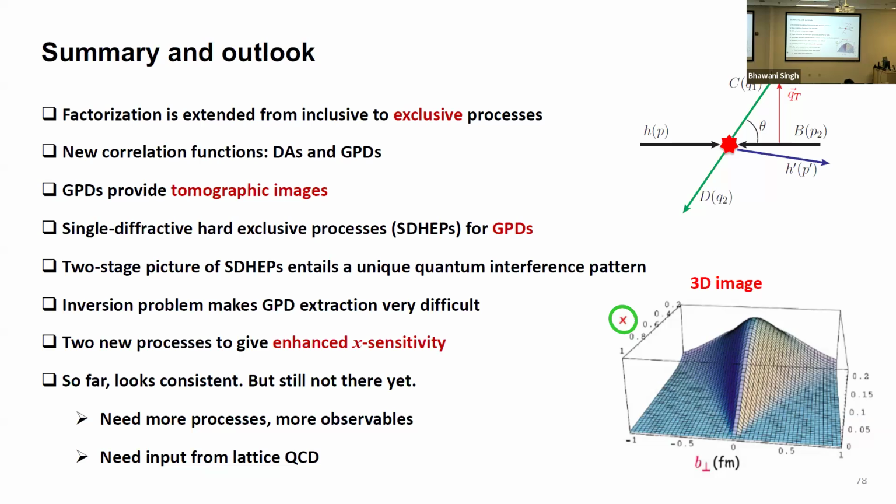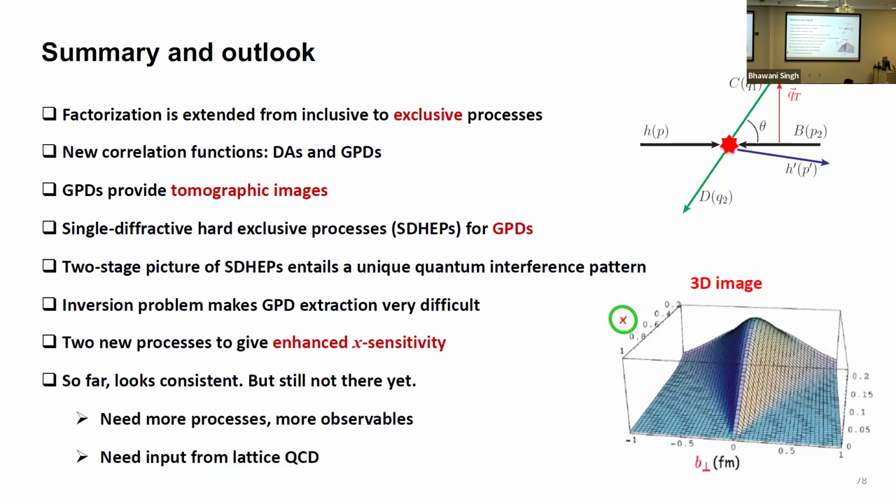And the key problem underlying the extraction is the inverse problem or the X dependence problem, which really requires some processes to give you enhanced X sensitivity. But with the fits people have done so far, things seem to look consistent, especially with the confirmation of scaling from experiments. But in terms of the full extraction of GPDs, we are still not there yet.